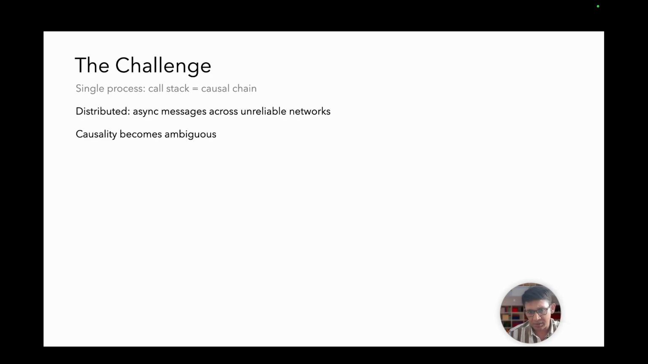But across services, causality becomes ambiguous. Service A sends a message, service B receives it eventually, maybe, unless the network fails, or the service is down, or the message is duplicated, or it arrives out of order.